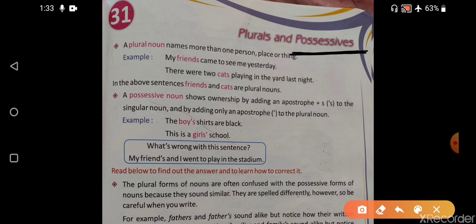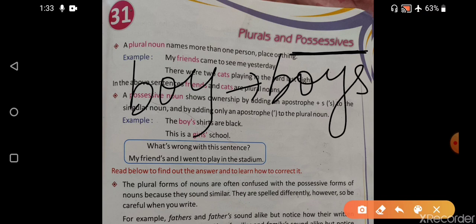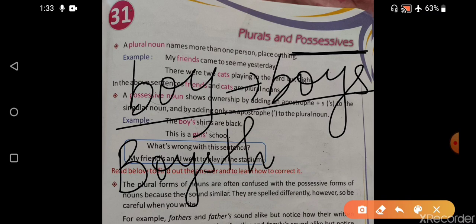For example, when you are saying boy, the plural of boy is boys. Alright, this is plural. And when you are saying boys' hostel, so you are saying it is not boys hostel.